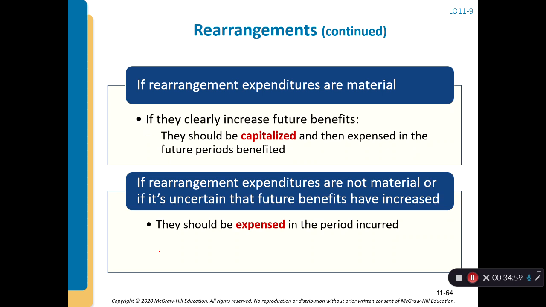So rearrangement, here's the thing. If rearrangement expenditures are material, then we want to capitalize them because they indeed can bring future benefits. But if the rearrangement cost is immaterial, or it is uncertain how much future benefit it can bring, then we should expense it in the period occurred.